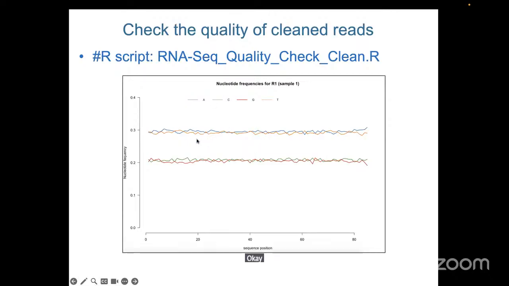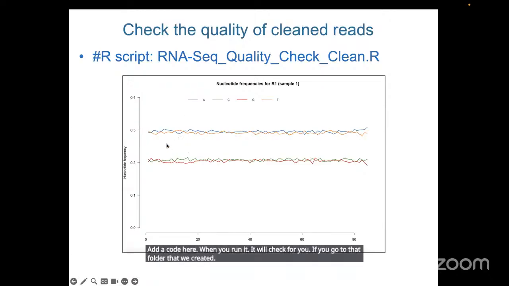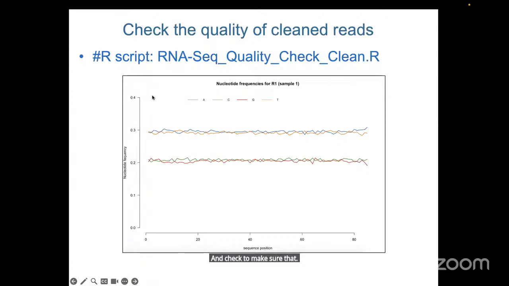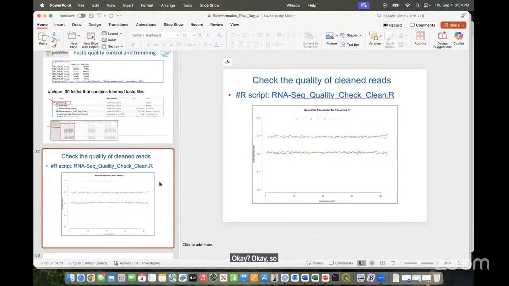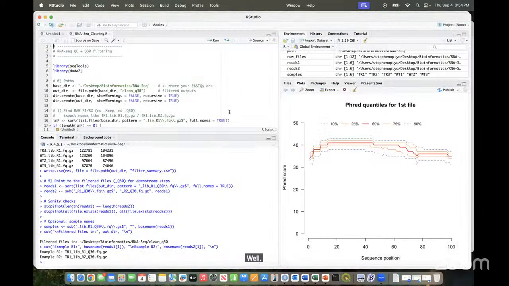Basically, these clean sequences are the ones we'll be using for our downstream analysis. When you run this R code, it will check the folder that we created and make sure that the part we saw in the beginning is all gone. Okay, let's go back to RStudio. So what did we do?